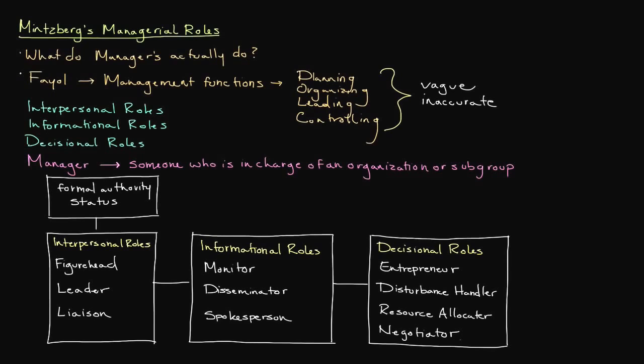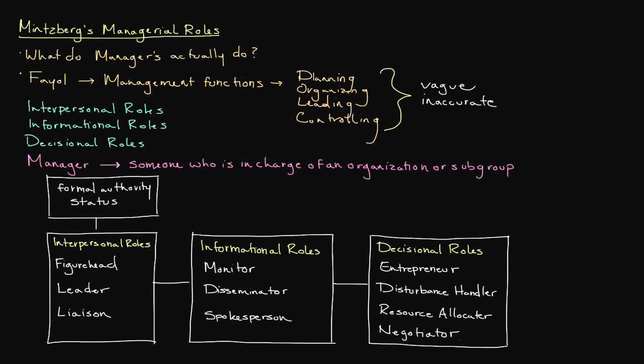Due to their authority to commit organizational resources, as well as their access to information, managers are uniquely positioned to negotiate on behalf of the organization. Managers regularly negotiate supplier contracts, employee grievances, and employee labor contracts. Together, Mintzberg argued that each of these 10 managerial roles provide a better reflection of what managers actually do.